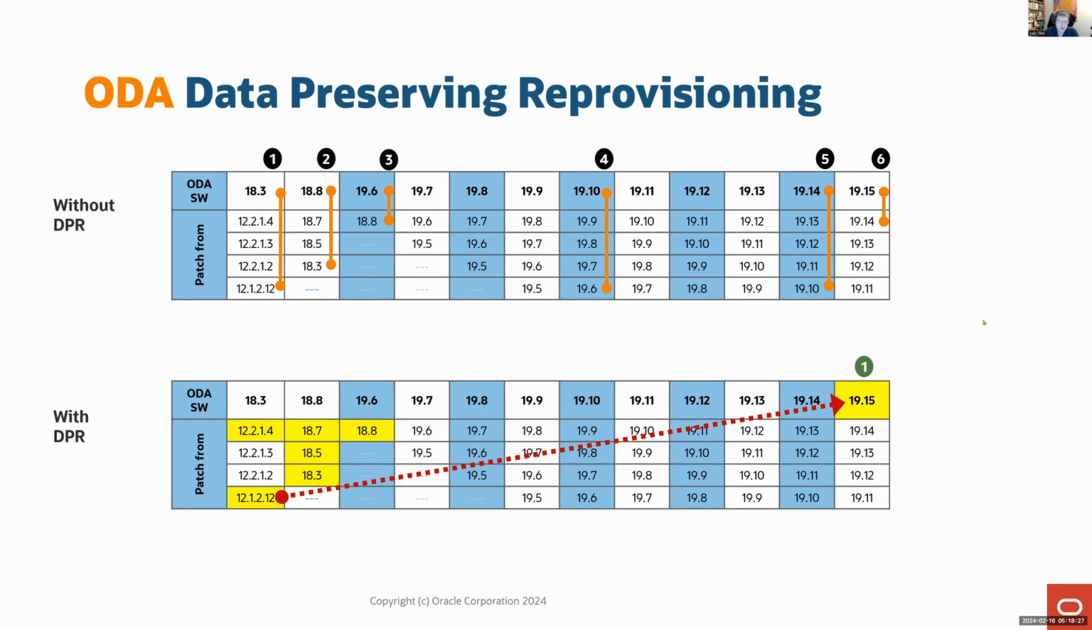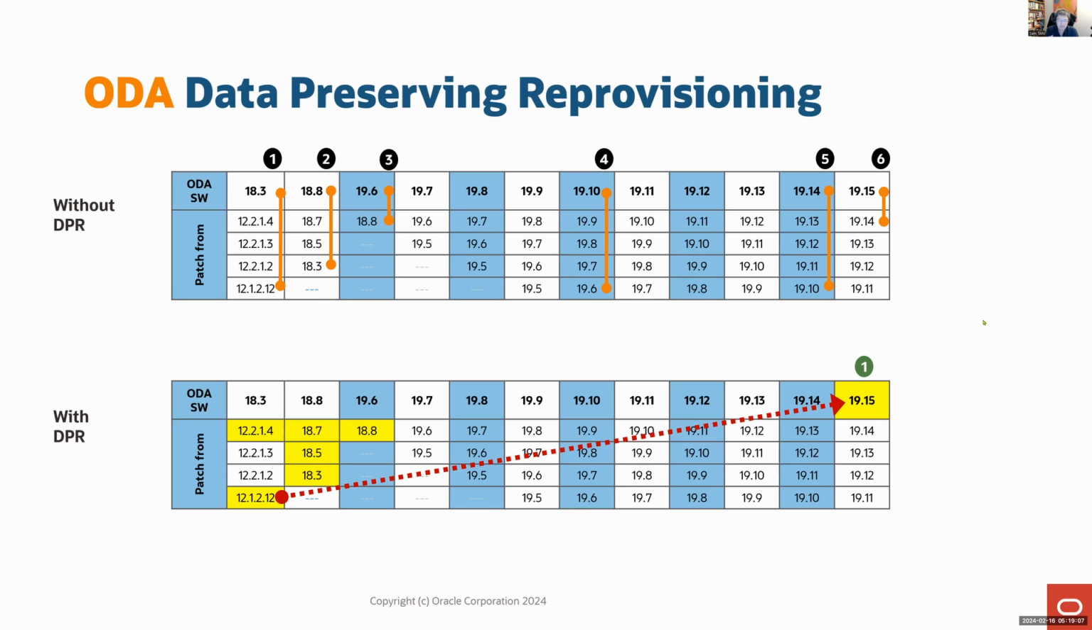However, in the new versions of the ODA software as of 2 years ago, we introduced a feature called Data Preserving Reprovisioning, DPR. And that's what I call it. I can't say Data Preserving Reprovisioning quickly 3 times. So what DPR allows you to do is jump whole bands of upgrades. So in this example here, a customer can get from version 12.1 of the ODA software in a single leap and bound, go all the way to 19.15. And as we'll talk about later in this presentation, you can use DPR to get all the way to 19.21 in a single leap and bound.